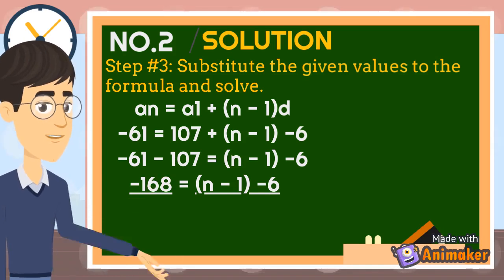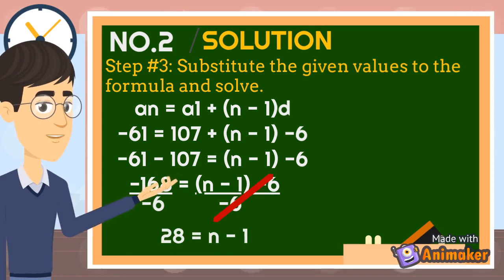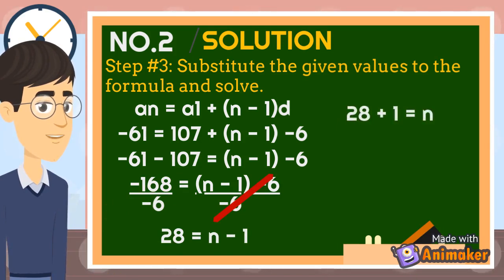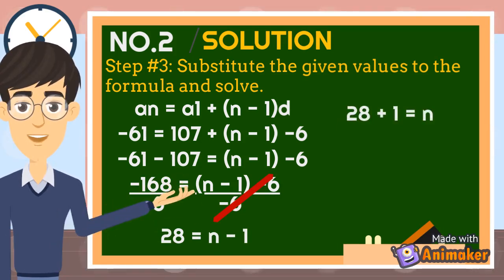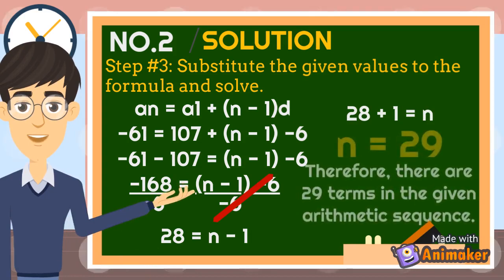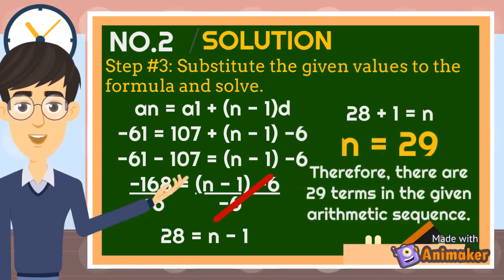This time, we will divide both sides by negative 6, which will give us 28. The result when we divide negative 168 by negative 6 equals n minus 1. Adding both sides by 1, we now have 28 plus 1 equals n. Therefore, the number of terms in the given arithmetic sequence is 29.